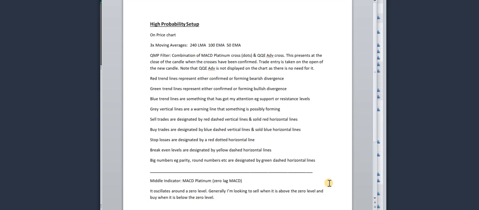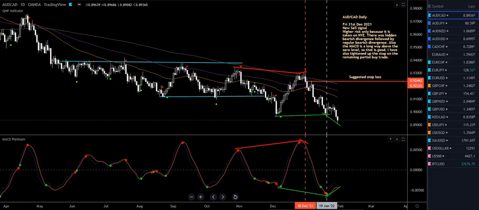Basically, I'm looking to sell when it's above the zero level and buy when it's below the zero level. That's just 80% of the time. That's what I'm looking at. So that's the indicators. So let's have a look at the charts.